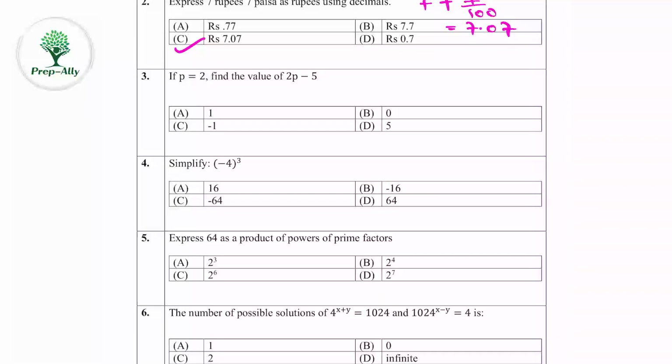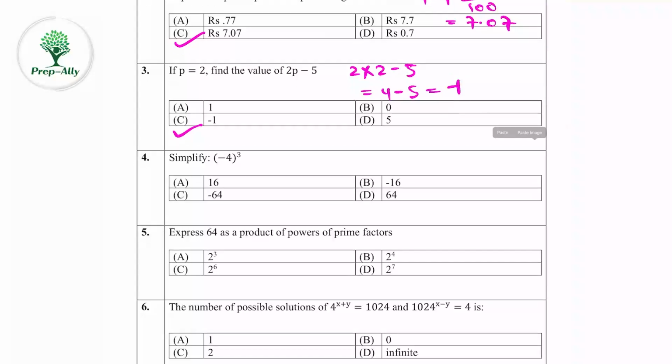The third question: if p is equal to 2, then find the value of 2p minus 5. So here 2 into 2 minus 5. If we solve, we are getting 4 minus 5, which is equal to minus 1. So option C is the correct one.